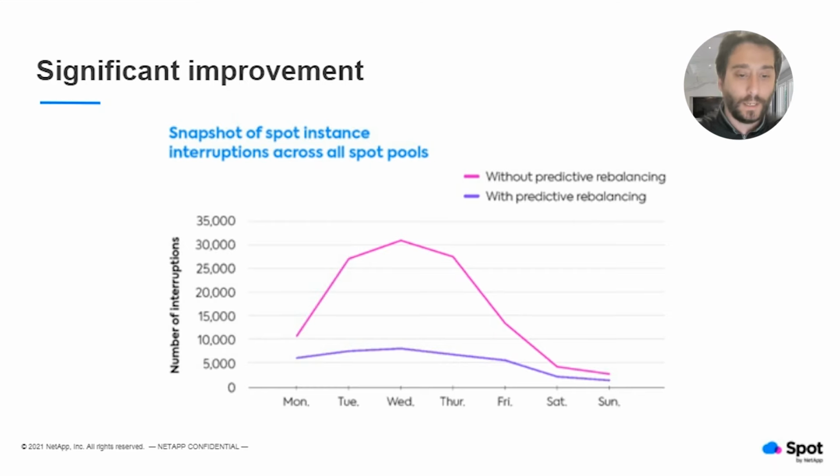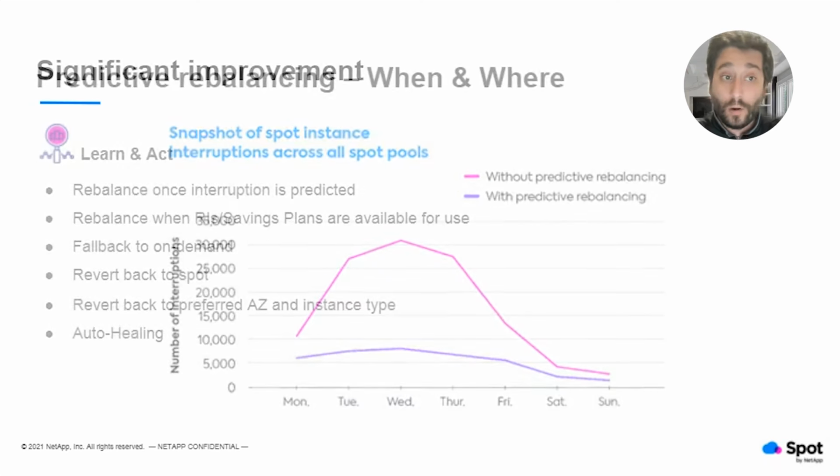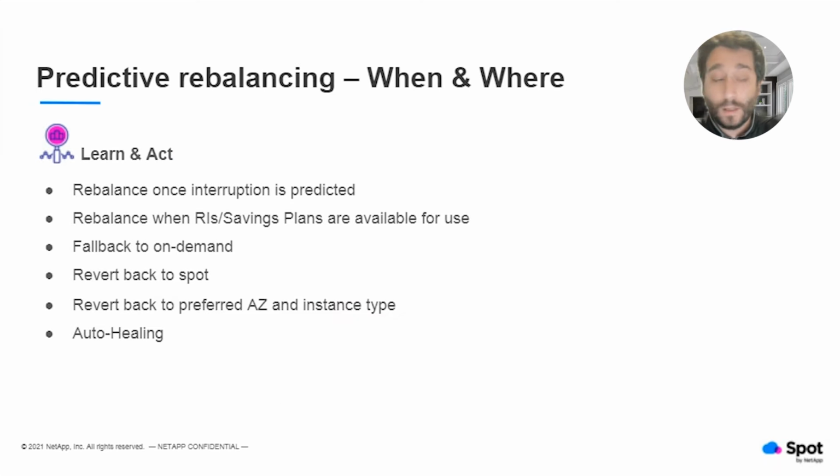And this really brings me to the next slide on where and when you can actually use it. So predictive rebalancing is leveraged by Elastigroup and Ocean. As some of you may know, Ocean uses Elastigroup as an engine to provision and allocate everything. So you will find predictive rebalancing as part of rebalancing once an interruption is predicted, just like I mentioned before, and just like we presented. The next place is rebalance when RIs and savings plans are suddenly available for use.